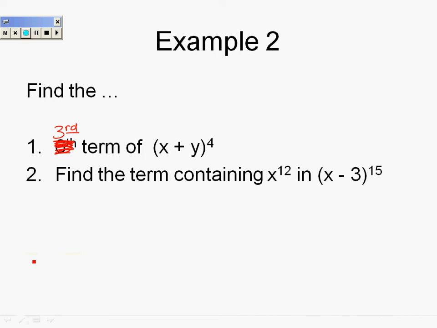Let's find out. I know the first term would be x to the what? 15th power, because that's the power that we're looking at. The next term would be x to the 14, and then 13, and then... So what term has x to the 12th in there? The 4th.